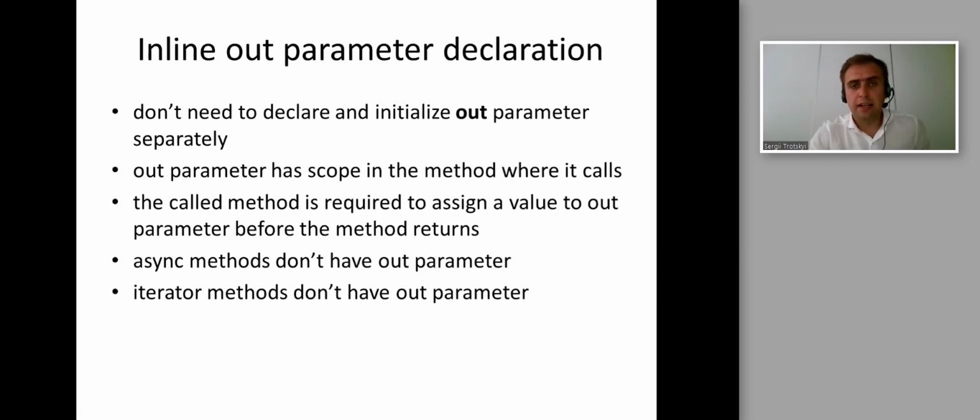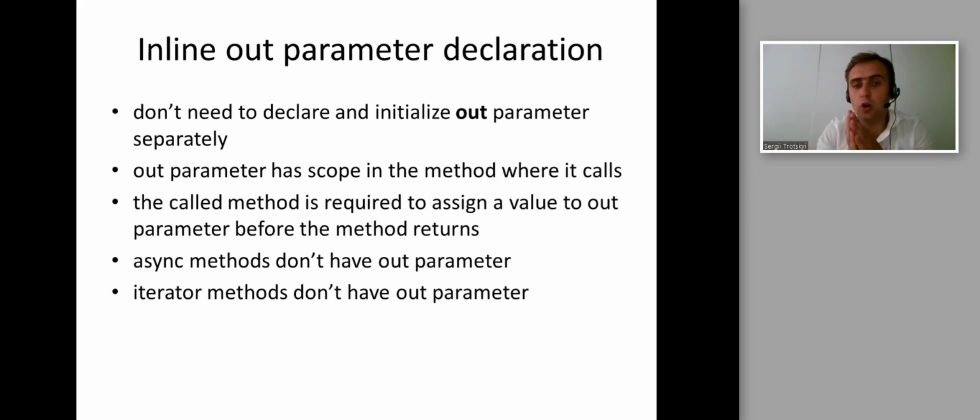Let's move on. Inline out parameter declaration. If you have some method and several of the arguments are marked as out, you do not need to declare the arguments separately. You do not need to initialize the arguments separately. You could do it in the same line where you have this method call.